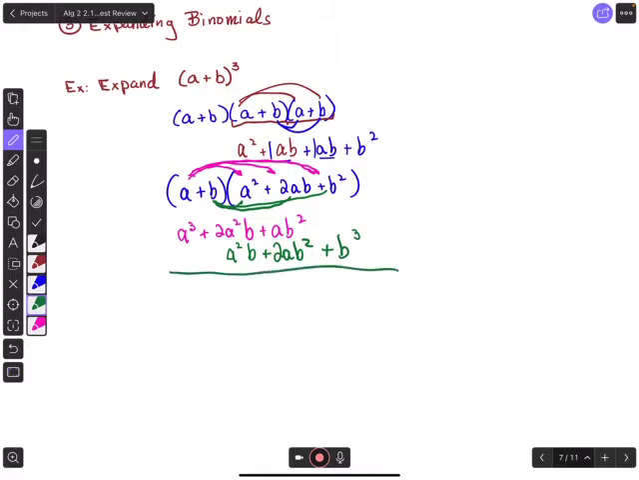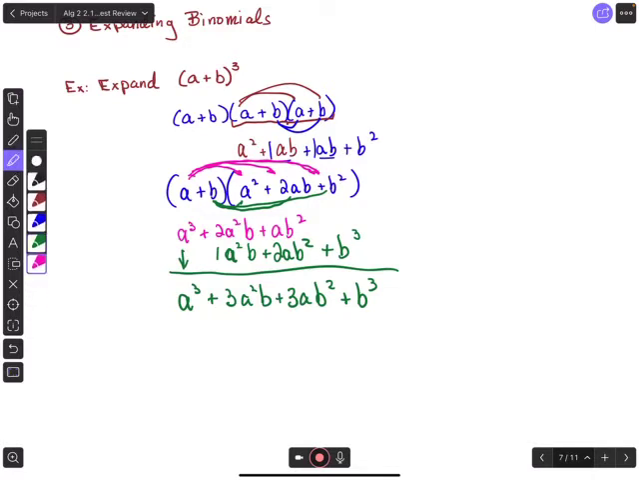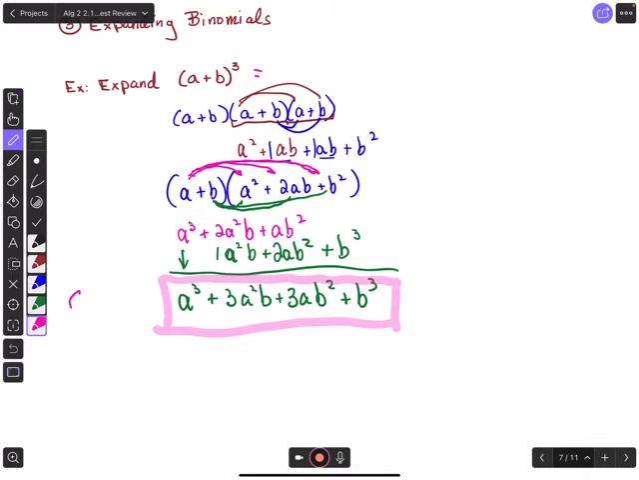Let's add any of our like terms together. So that's a cubed. This is 2a squared b's plus 1, so that's 3a squared b's. This is 3ab squareds, and this is b cubed. Whew. And we are finished. That is the expansion of a plus b quantity cubed.